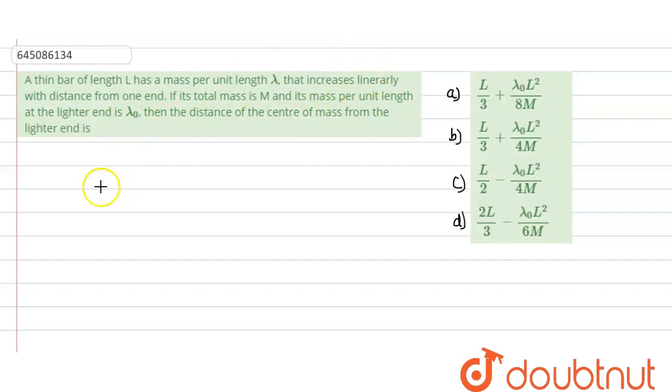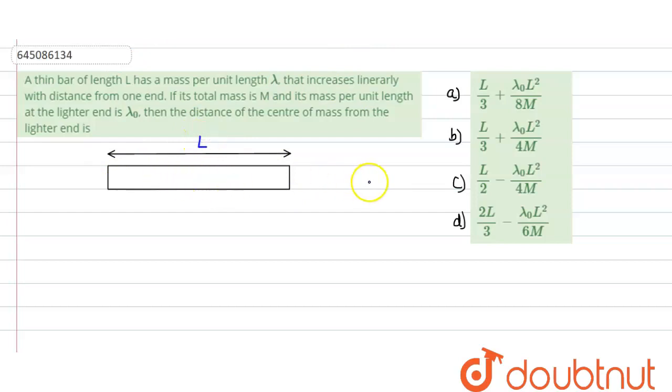So first of all, let us redraw this. Let's say this is our length. Now the total length is given as L, from here to here it is capital L. Now the total mass is given as capital M, and the mass per unit length at the lighter end, so let's say at this end, that means at x equals 0, is lambda naught.